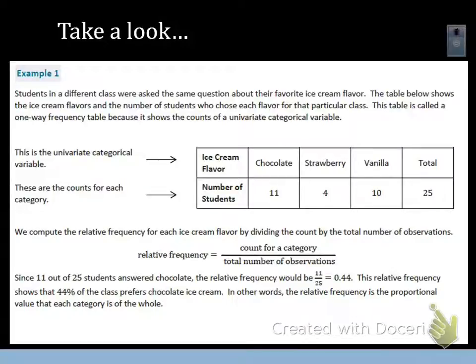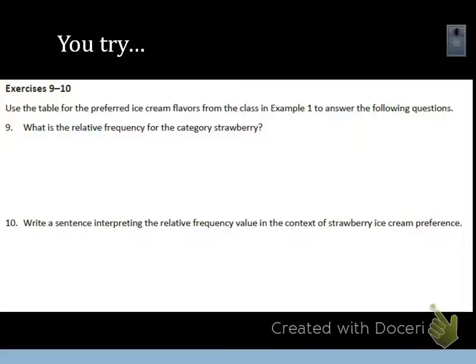Okay, so go ahead and flip to the back of that page, and I want you to take a look here at problem number 9. So problem number 9 says, what is the relative frequency for the category strawberry? So if you go back to your table, I'm going to give you about a minute. I would like you to go back to your table, find that probability or relative frequency of the number of students that preferred strawberry. And after you do that, go ahead and write a sentence on number 10 interpreting that frequency in context of that strawberry ice cream.